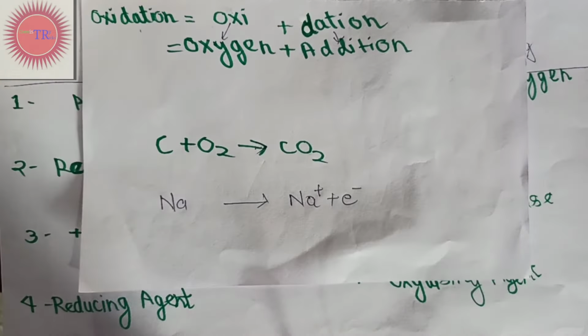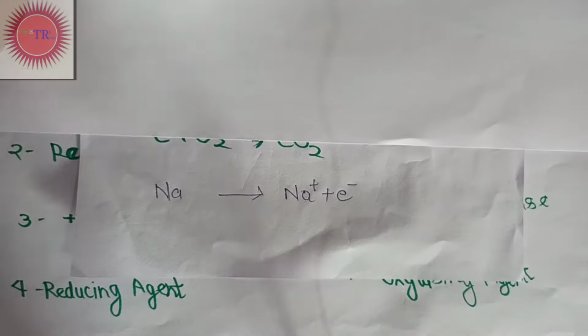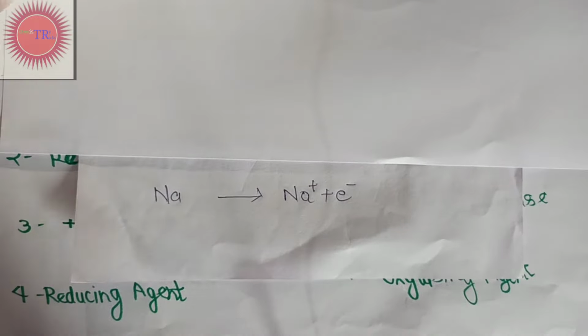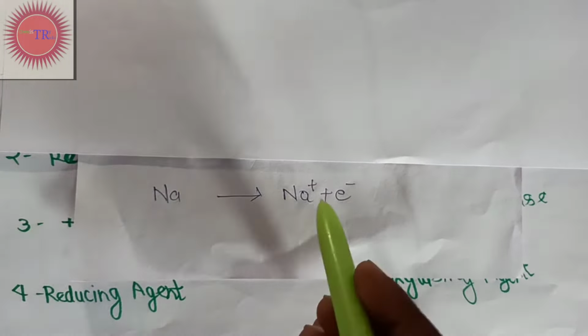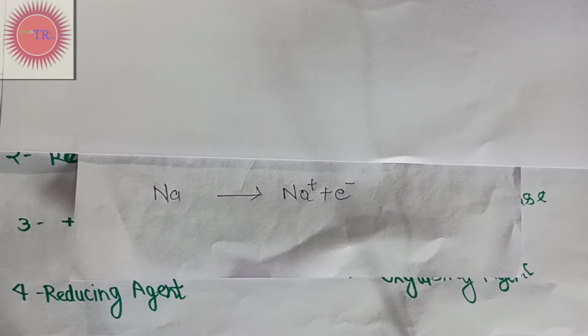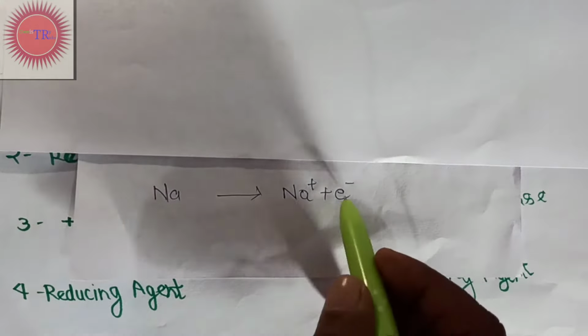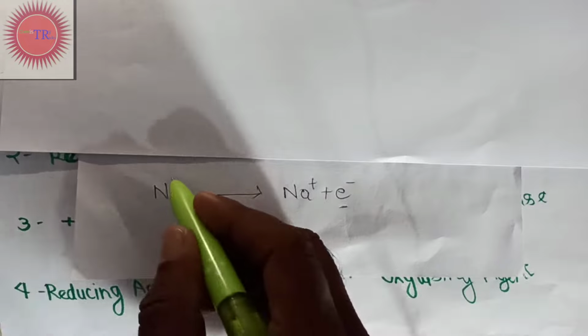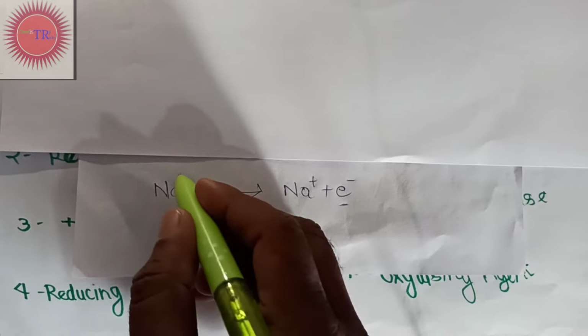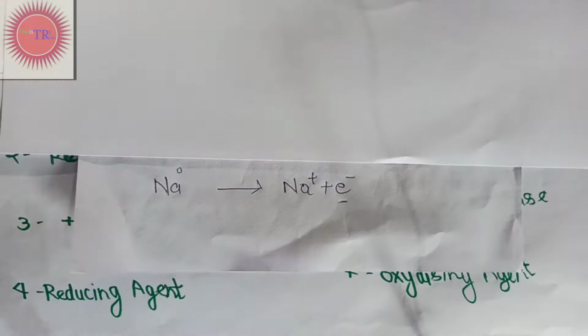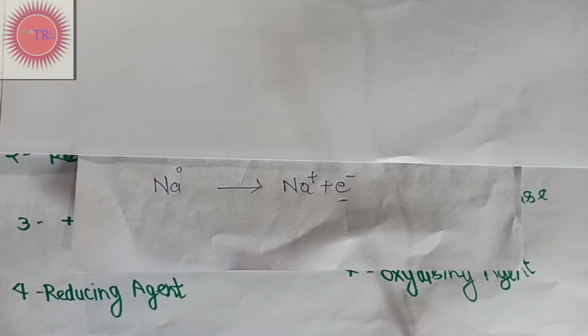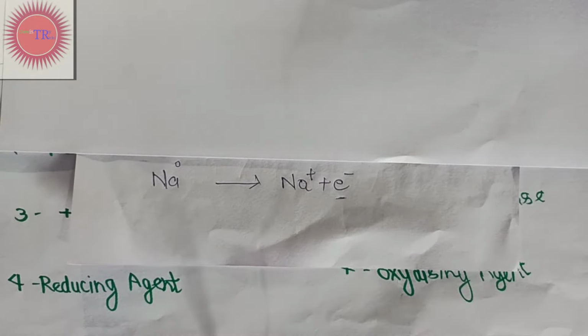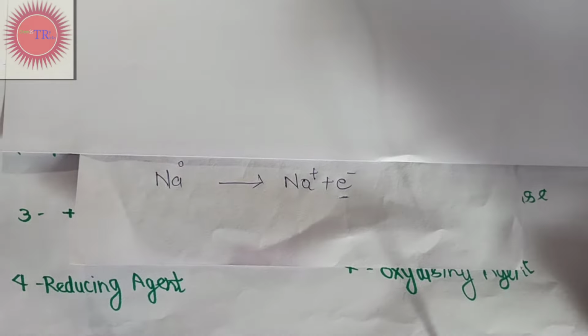Here you see the example. Here is sodium and it loses one electron. As you know, losing of electron is called oxidation. One electron is lost. Here was zero charge or nil charge, but here is plus charge. So plus charge increased. When electrons are removed, then plus charge always increases.